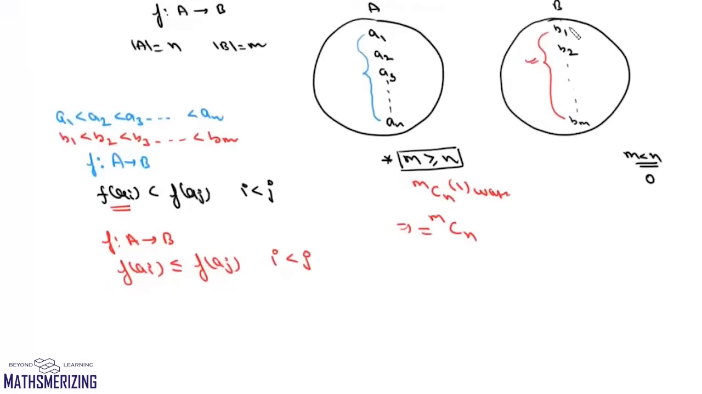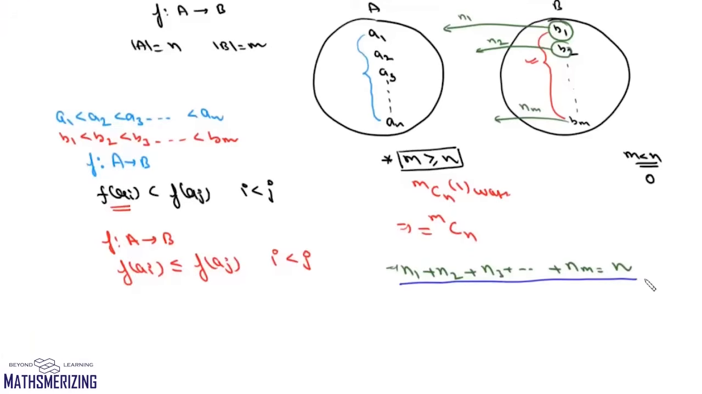One way of solving this problem is to say that suppose the number of elements in A which are mapped to b1 is, say, n1. The number of elements in A which are mapped to b2 is n2. And the number of elements which are mapped to bm is nm. Now each element in A must be mapped to one b. So from here we can say n1 plus n2 plus n3 plus nm must be equal to n.